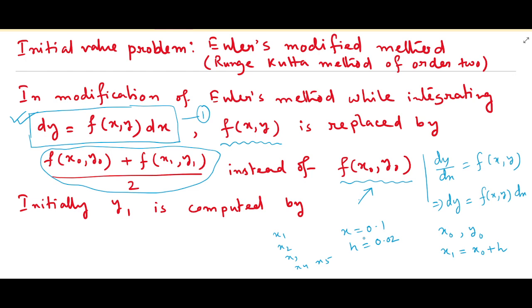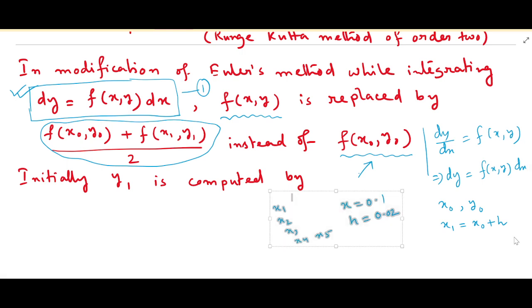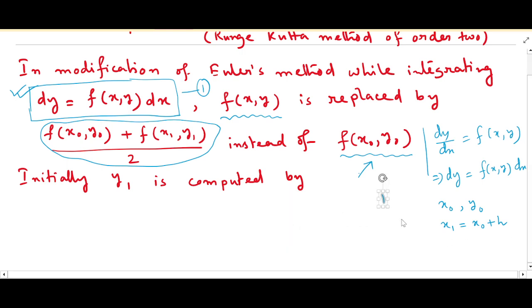Here the steps are reduced a little bit, and whatever answer you get is a little more accurate than Euler's method. So basically, we have to do a little less calculation here. So what I have written here is that initially y1 is computed from Euler's method.